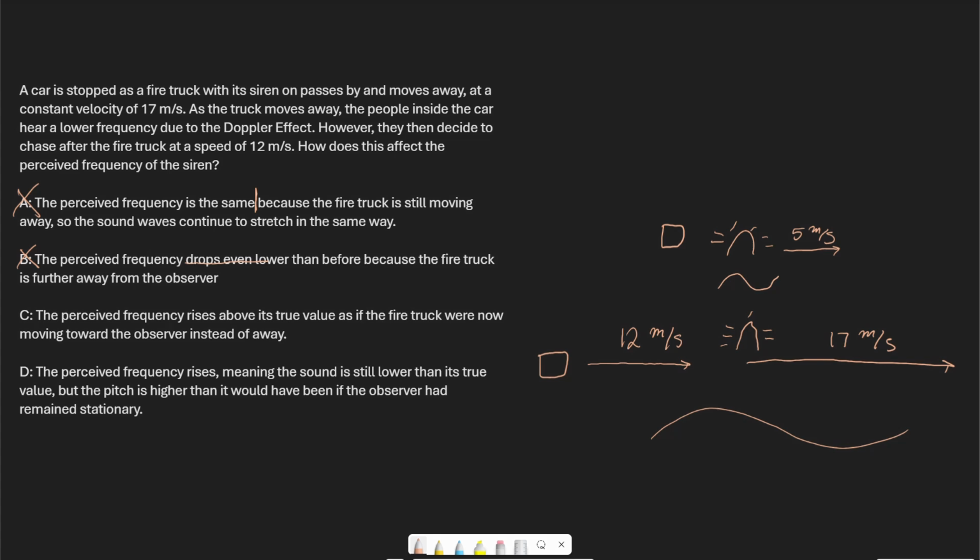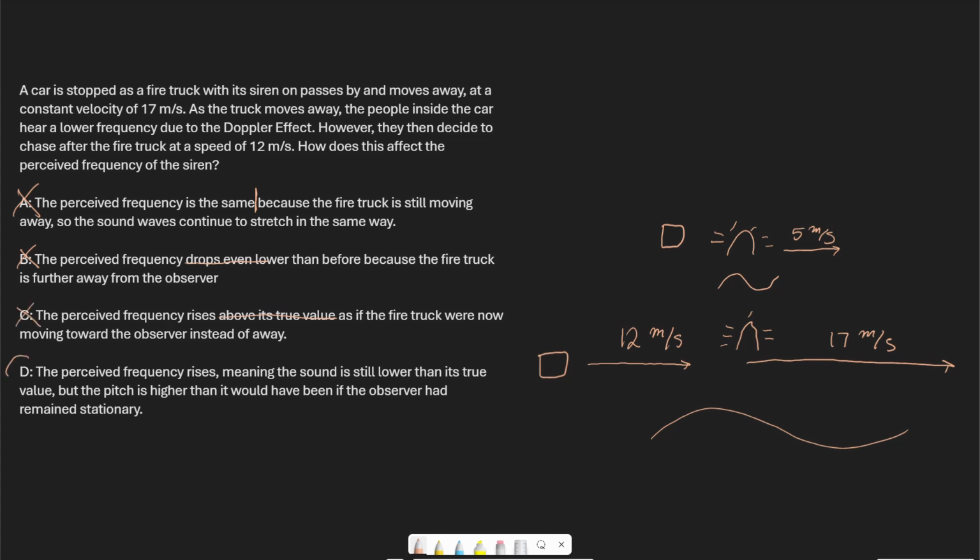So C says the perceived frequency rises above its true value as if the fire truck were now moving toward the observer instead of away. So this is not correct either because it's still not above its true value. We're still getting a distortion because the fire truck is still moving away from us. So the frequency is still going to be lower than the actual frequency, right? So this is not correct.